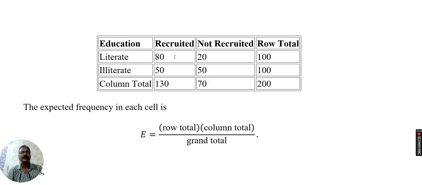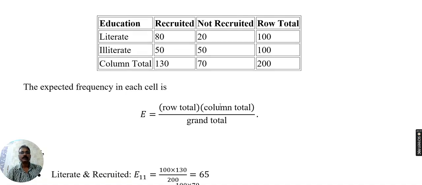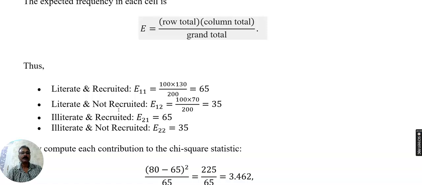So for this cell, if I click this cell, what is the row sum? 100. What is the column sum? 130. What is the total? 200. So for calculating expected frequency for cell 1, what we have to do? 100 into 130 divided by 200. For this cell, the row sum is 100 into column sum 70, so 100 into 70 divided by 200. So in this way, for all 4 cells, we need to calculate expected frequency.